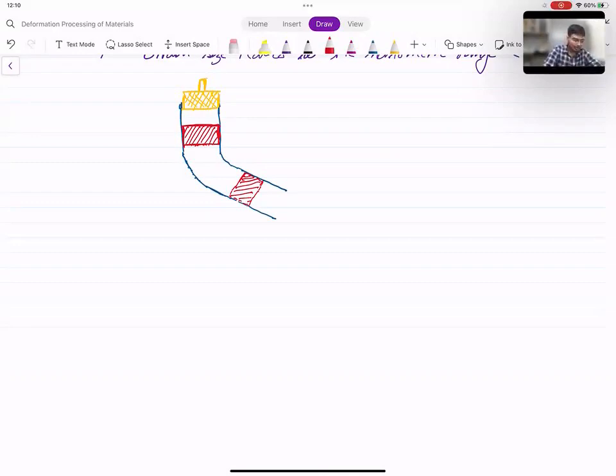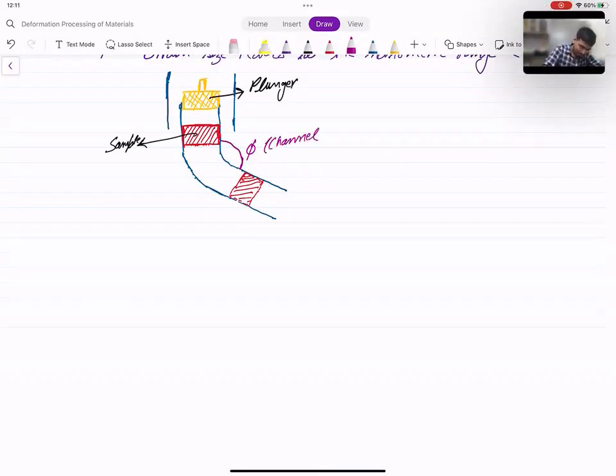Yes, so there are some terminologies related to this. So let me label the diagram. This is the plunger, and this is our sample. And this channel is kept in a setup or system where the entire thing is done. Okay, so this is usually a separated or packed type of thing. And this angle here, this bend, is known as the channel angle. Okay. So this is the phi, which is nothing but the channel angle.